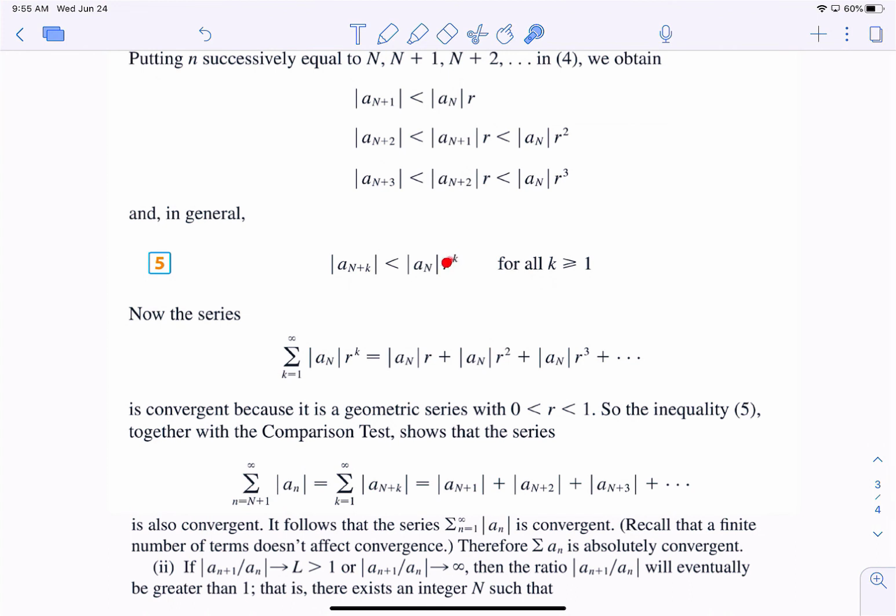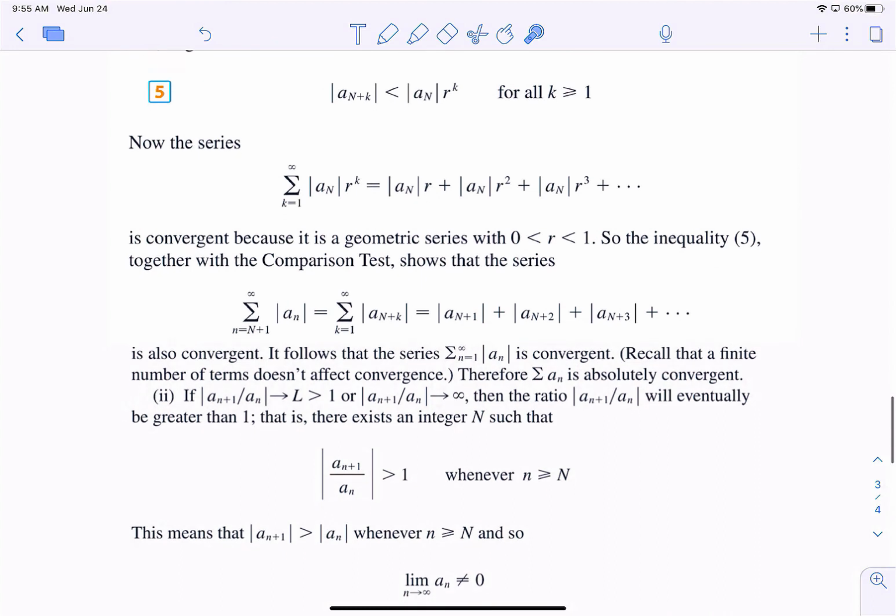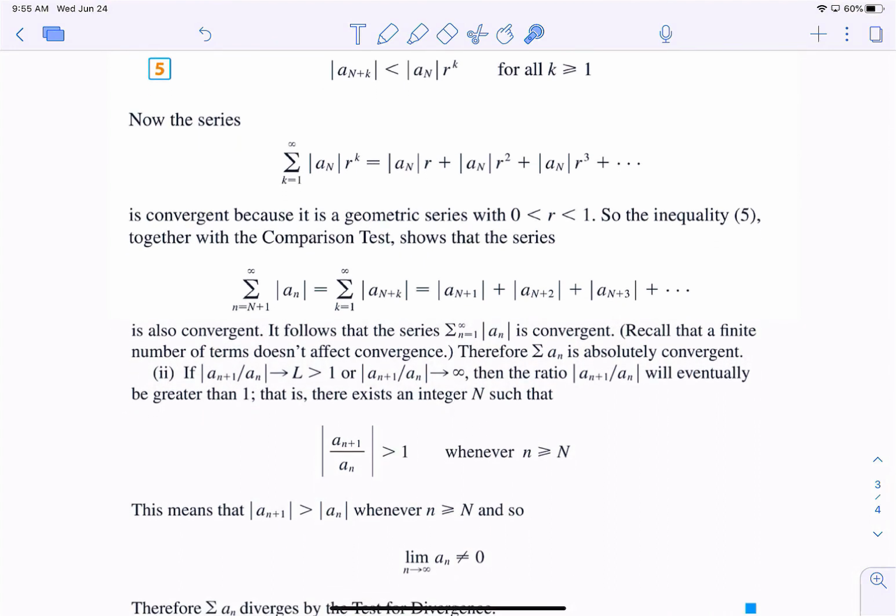And that r to the k is functioning as a geometric series, convergent because r is between 0 and 1. And so the comparison test shows that the series that we're after, starting at n plus 1 and going to infinity, is convergent, which means that the series of absolute values is convergent.